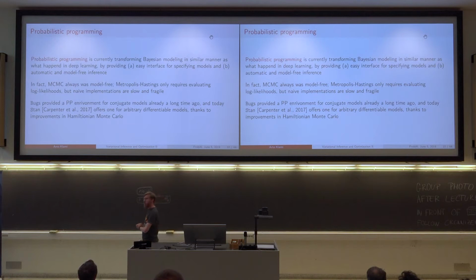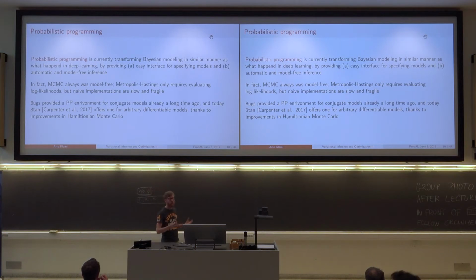What is happening right now in the Bayesian inference community is that the concept of probabilistic programming is trying to do the same transformation for Bayesian modeling that happened in going from old neural networks to the deep learning path. By simply providing an easy interface for specifying the model, something that looks like this. I just provide a structure of my neural network and nothing else. And then you have an automatic model-free inference algorithm that can be done for any model that you can write. Something like Stan is a primary example of this.